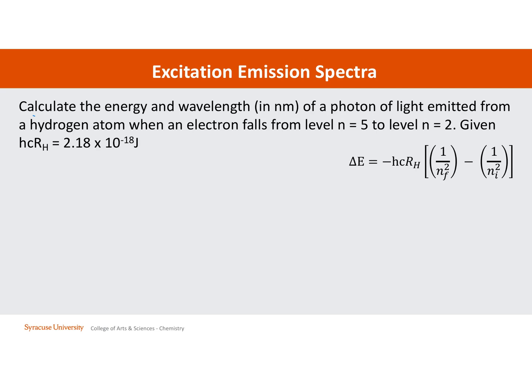Next question for you. Calculate the energy and wavelength in nanometers of a photon of light emitted from a hydrogen atom when an electron falls from n equals 5 to n equals 2. Given that Planck's constant times the speed of light times Rydberg's constant is 2.18 e to the negative 18 joules.